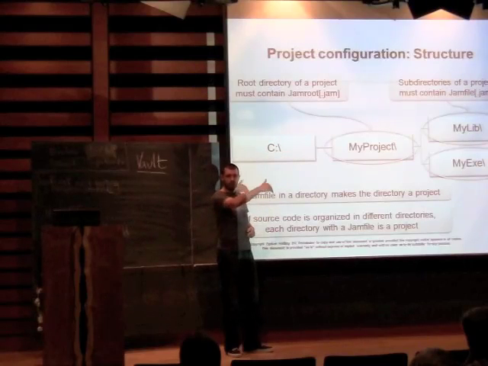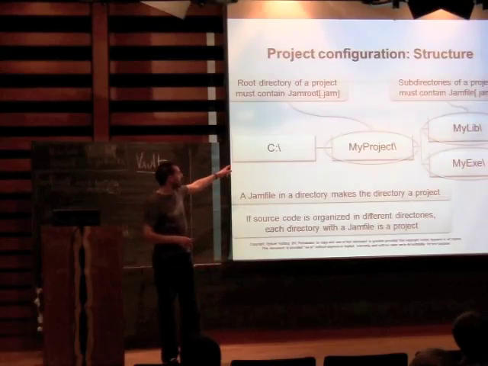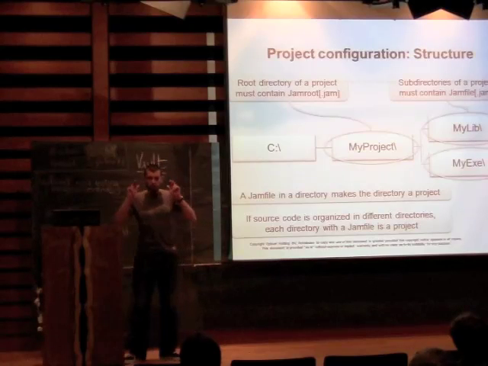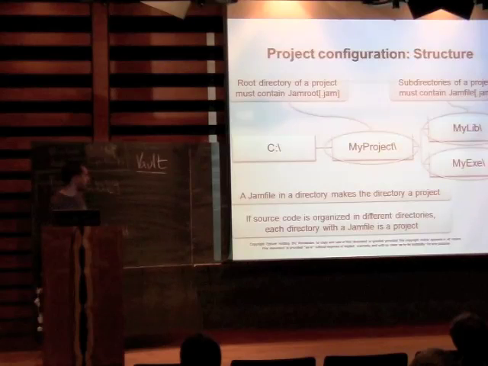Otherwise, it would continue to look up each and every parent directory until it ends up here in C. So jam root is put into the root directory of your project, and into all the other subdirectories you simply put normal Jamfiles. So that text underneath says a Jamfile in a directory makes a directory a project. Should that say a jam root in a directory makes the directory a project?